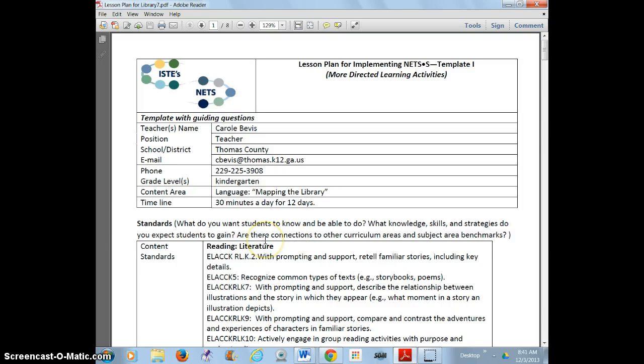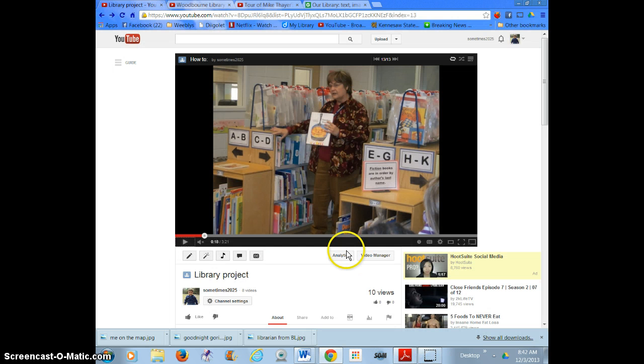Hi, this is Carol Beavis, and this is a lesson plan I created to help students recognize common types of text in the library, draw a map, and compare characters. We incorporated some of the Common Core language arts standards that ask students to make comparisons of text and describe the relationship between illustrations and text.